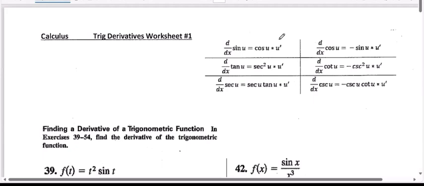So if I have sine u and I want to differentiate sine u, what I'm actually going to do is differentiate the u part. Differentiating the u part is actually that guy. And then differentiating sine u is actually cos u, okay?